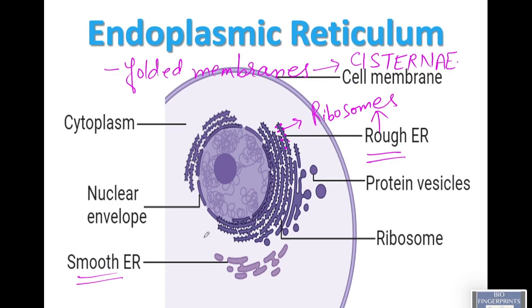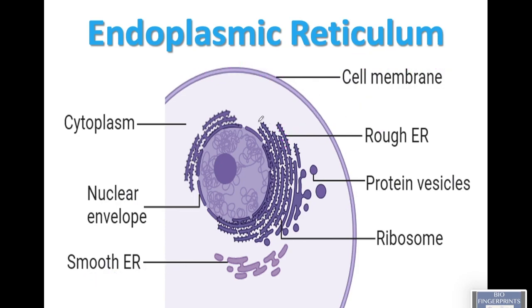Right, and what is smooth endoplasmic reticulum? It means when no ribosomes are attached. Could you see there are no such bead-like structures present? So no ribosomes are attached on the surface of ER. Then it is known as smooth endoplasmic reticulum.